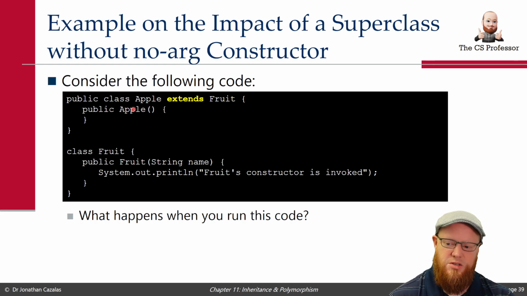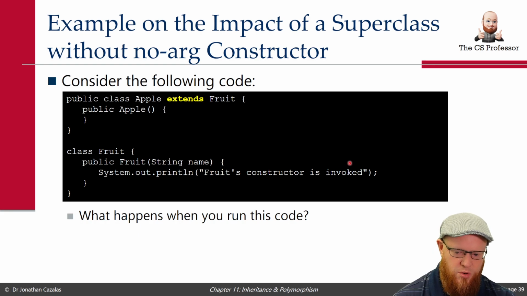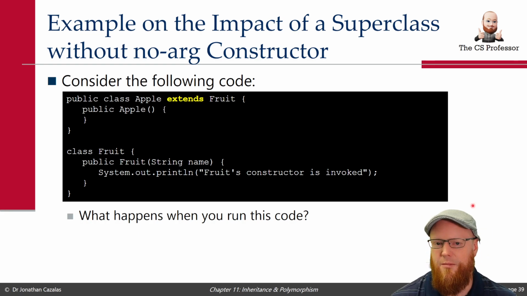We're calling this no-argument constructor of Apple. Well, what's going to happen when you run that code? If you try to make a new Apple object with no parameters, you're going to call this no-argument default constructor of Apple. What happens? Of course, you can see down here we have a constructor for Fruit. It prints something. Think about what happens.